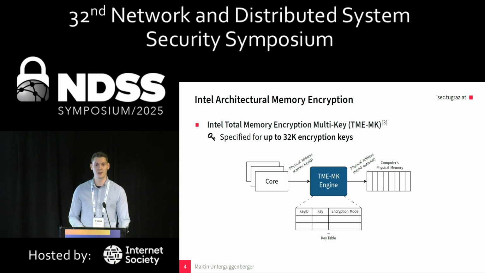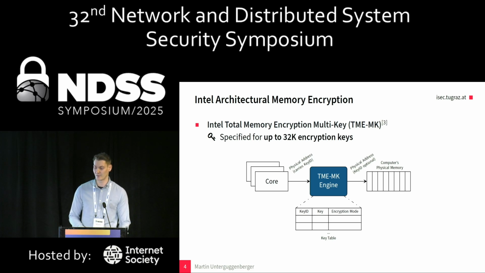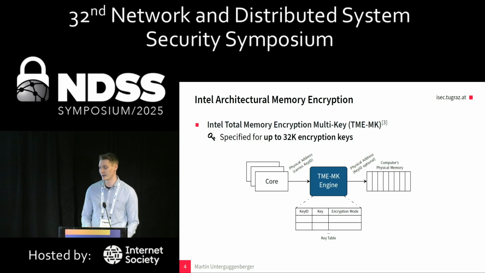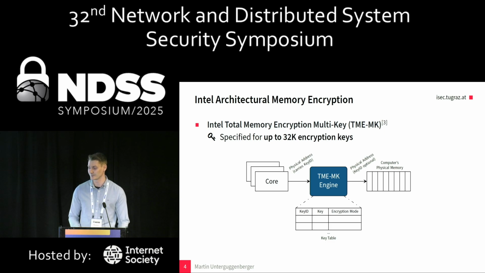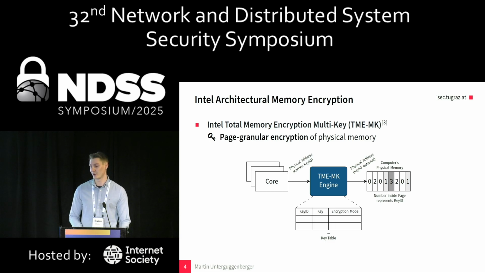Here, the key ID maps to an encryption key and an encryption mode. Currently, TME-MK is specified for up to 32,000 encryption keys. However, it is platform dependent how many are actually implemented. This allows the page-granular encryption of physical memory. So depending on the key ID encoded into the physical address, the page gets encrypted.